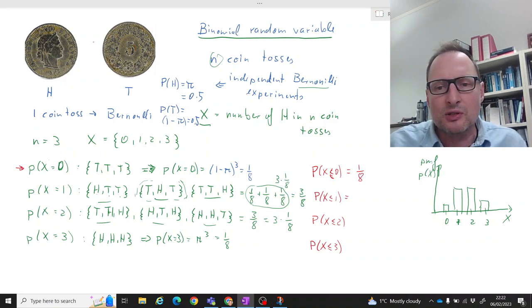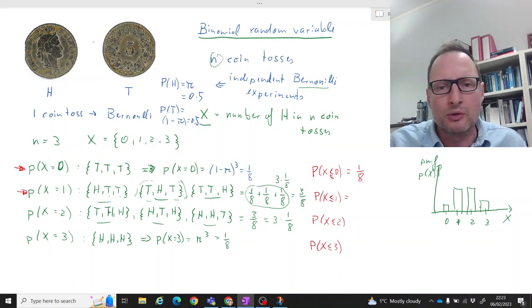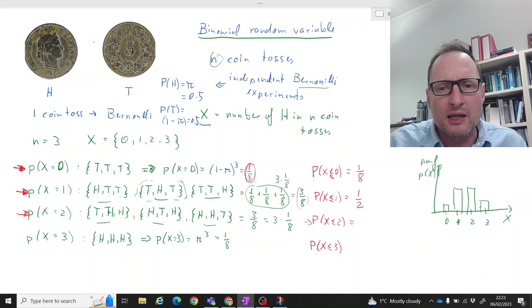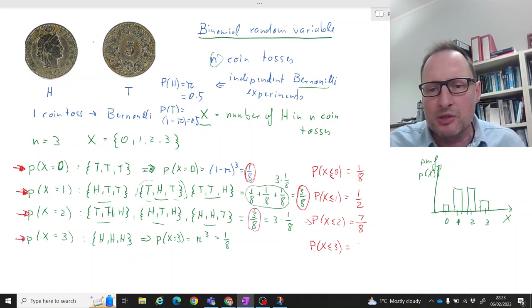What about the probability that X is smaller or equal to 1? Well, that could be this outcome or this outcome. So we're going to add this value and this value, which gives us 4 over 8 or 1/2. What about the probability that X is smaller or equal to 2? That is this possibility, and this possibility. So we are adding 1 over 8, 3 over 8, and 3 over 8. That is altogether 7 over 8. And what about the probability that X is smaller or equal to 3? Well, that could be any of the possible outcomes, so our cumulative probability is just 1.